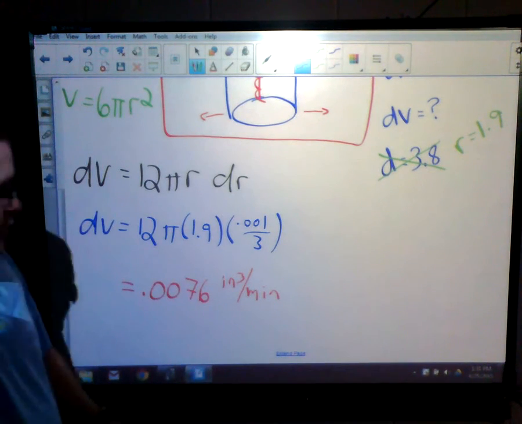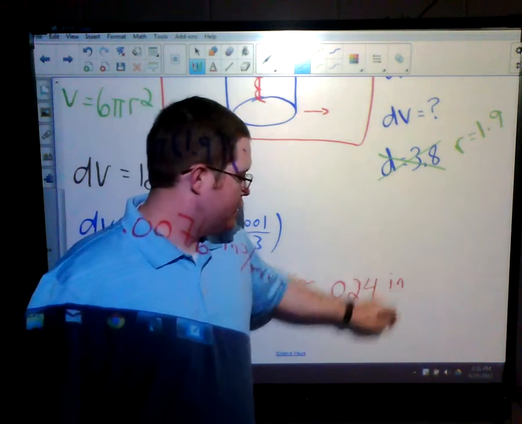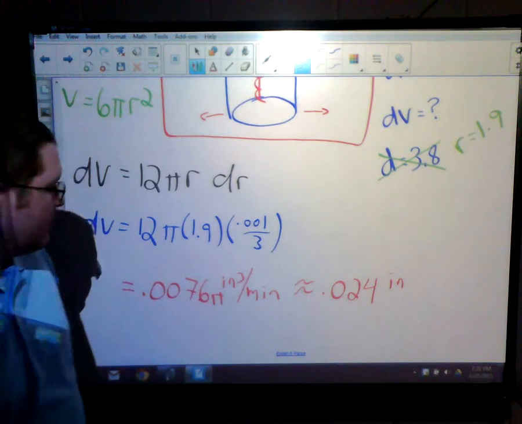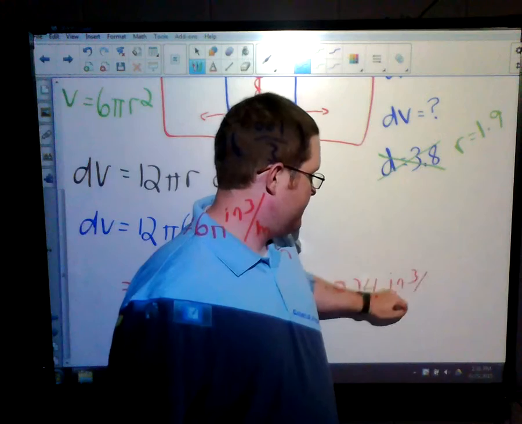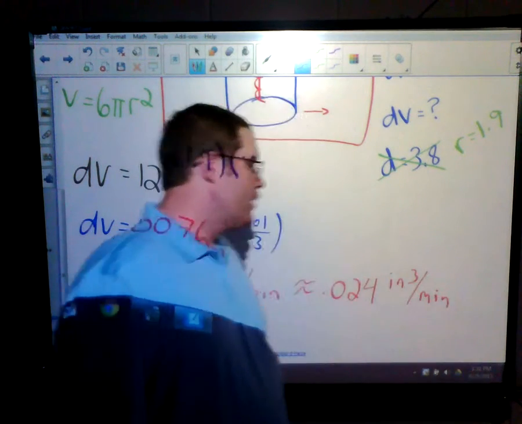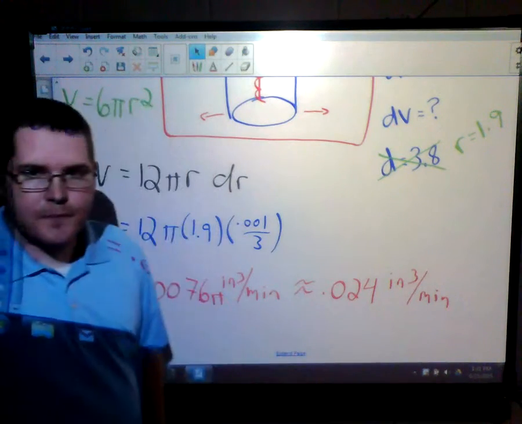If you want to get more technical, it's roughly 0.0076 pi cubic inches, which makes it 0.024 cubic inches per minute. I don't care whether you give me the answer with pi in it or whether you multiply it out. Either way, it's the same thing.